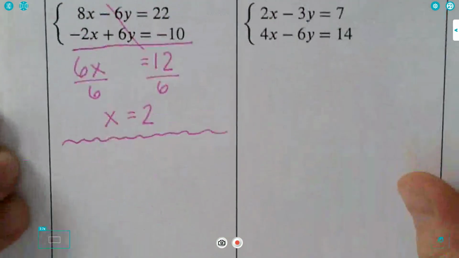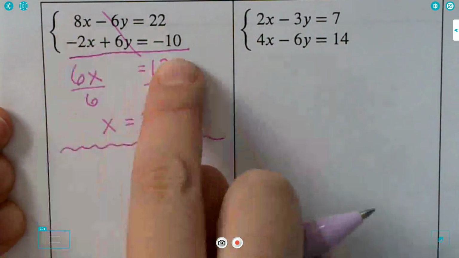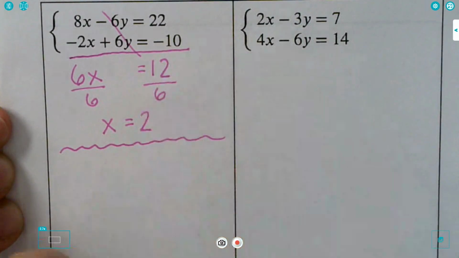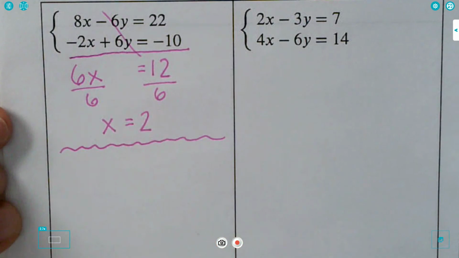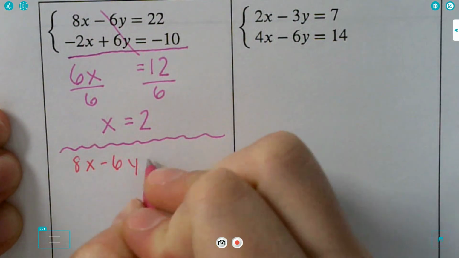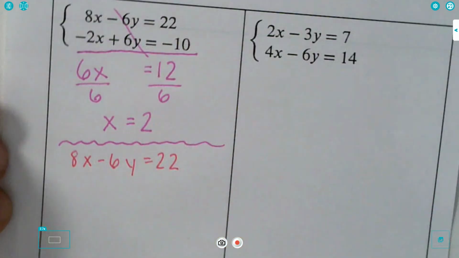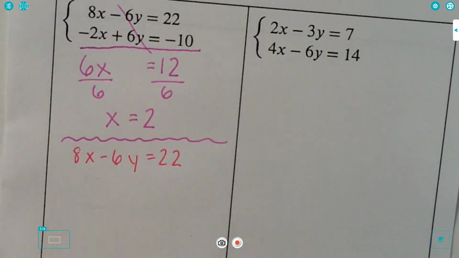So the issue is we do not have a y equals equation up here like we did at the end of substitution. So we can take either equation. I always take the first, but you can do either. So I'm going to take that first equation, 8x minus 6y equals 22. I'm just going to rewrite it as is, double check my positives and negatives and all that jazz.